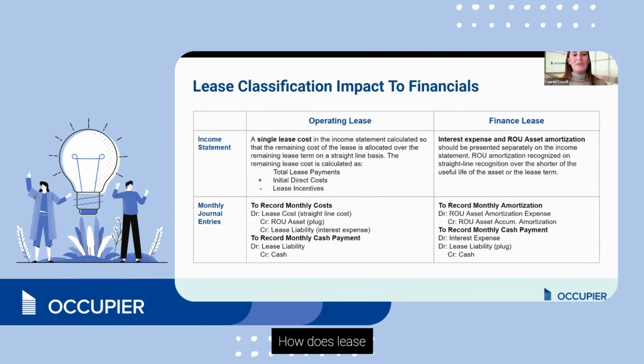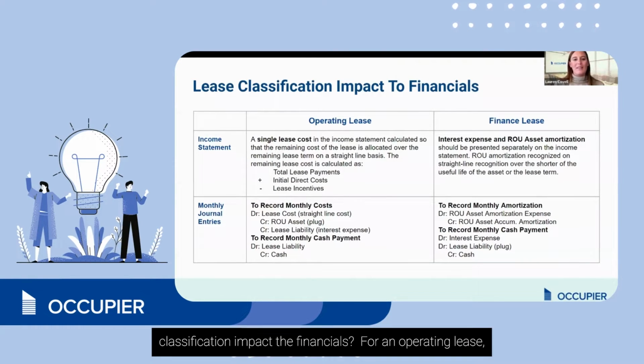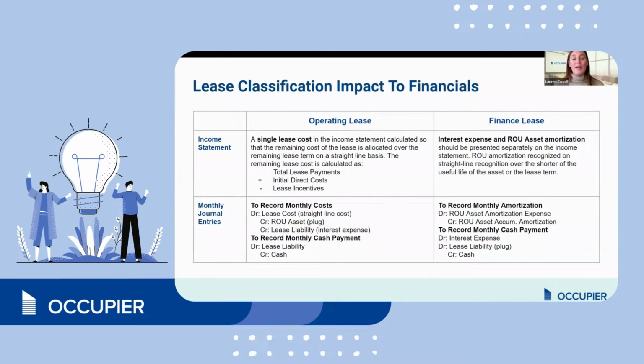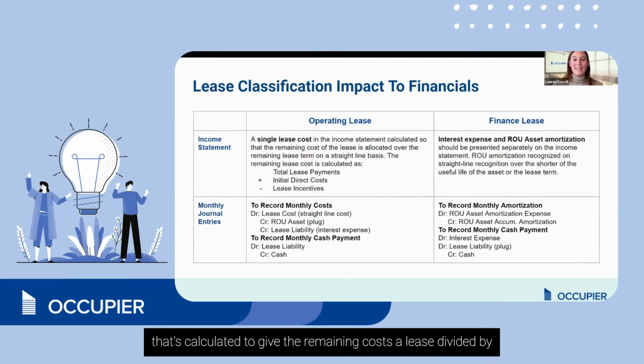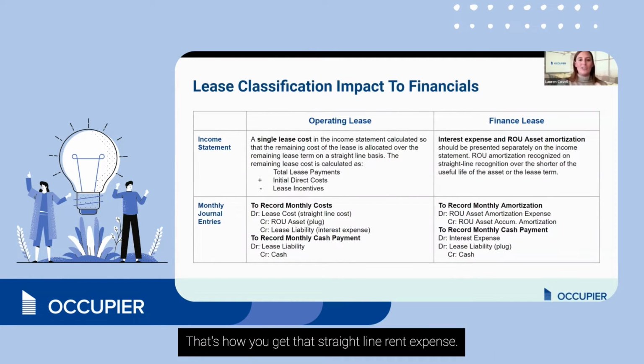As promised, how does lease classification impact the financials? For an operating lease, there's going to be a single lease cost on the income statement. That's calculated taking the remaining costs of the lease divided by the lease term. That's how you get that straight line rent expense.